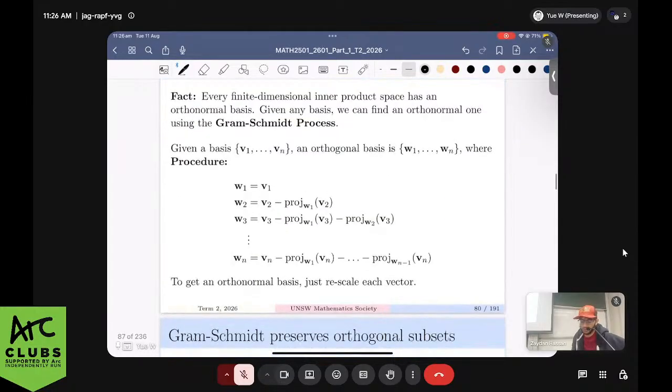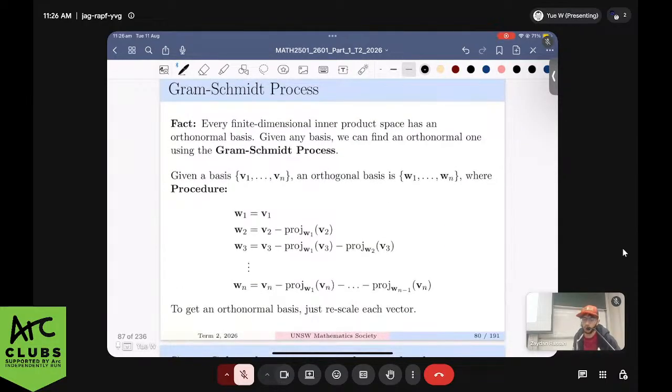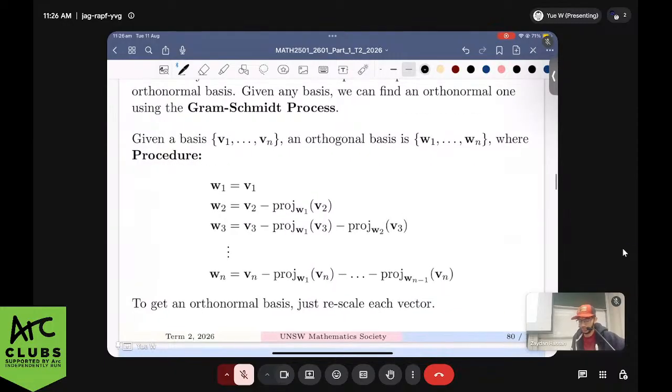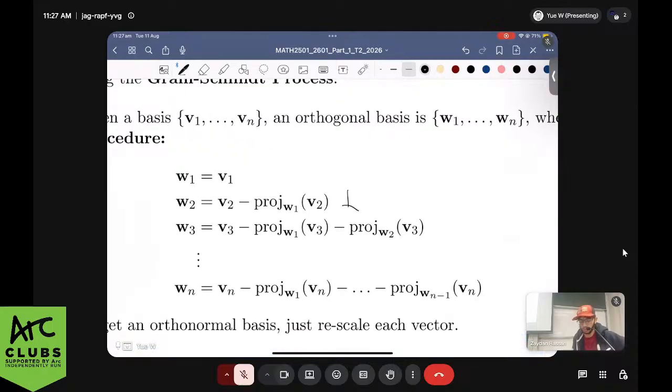Basically, whenever you have an independent set or just a basis, you can transform it to an orthonormal basis, meaning it's orthogonal and everything's unit length. This was in one of the tests, but the process is you form these vectors w1 up to wn. First one is easy, you just use the first vector v1. Second one is v2 minus the projection of v2 onto w1. Keep in mind, this is going to be orthogonal to w1 by the diagram I showed you. So you do get an orthogonal basis for the first two at least.